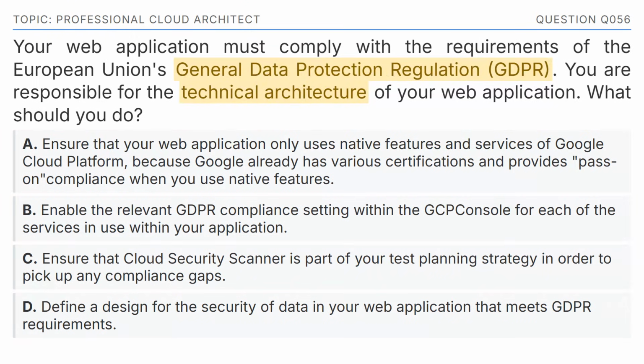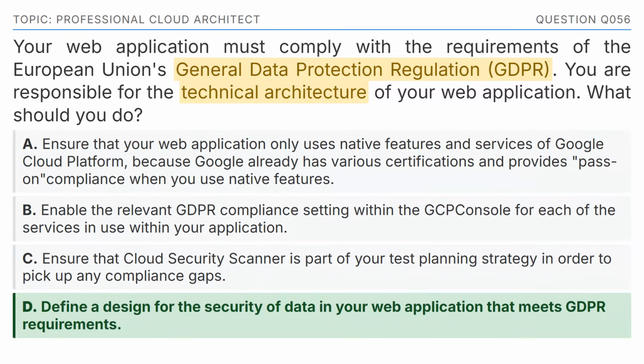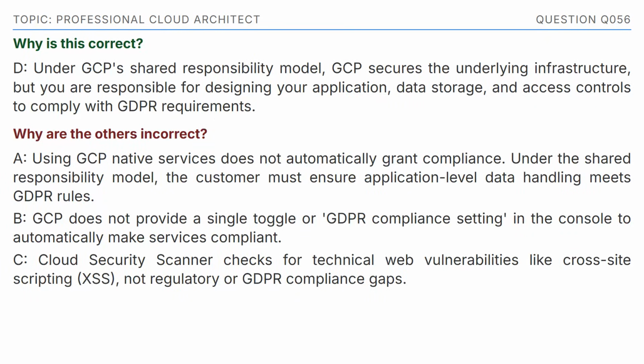To arrive at the correct answer, we focus on the keywords: General Data Protection Regulation, GDPR, technical architecture. The correct answer is option D. Define a design for the security of data in your web application that meets GDPR requirements. Why is this correct? D. Under GCP's shared responsibility model, GCP secures the underlying infrastructure, but you are responsible for designing your application, data storage, and access controls to comply with GDPR requirements.